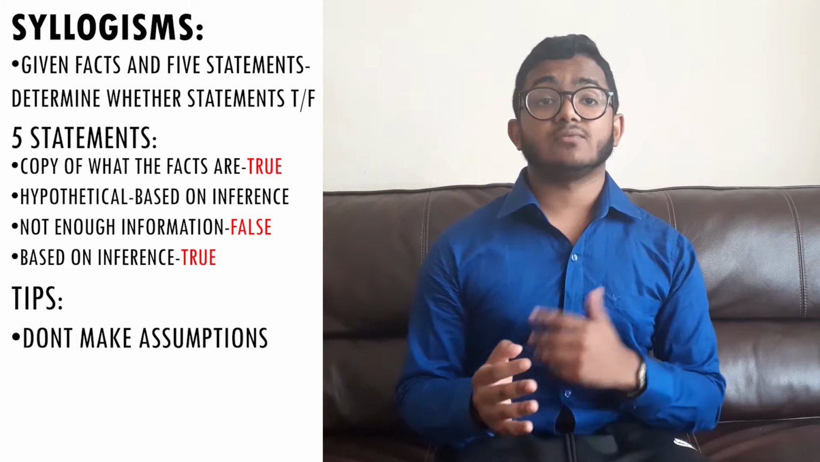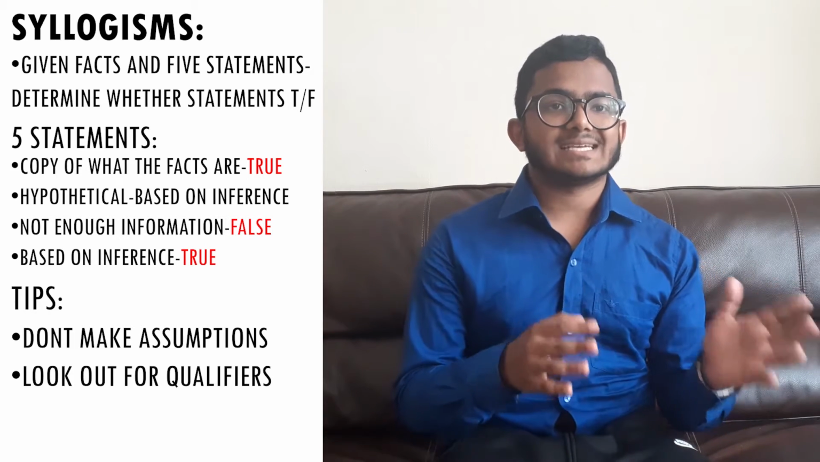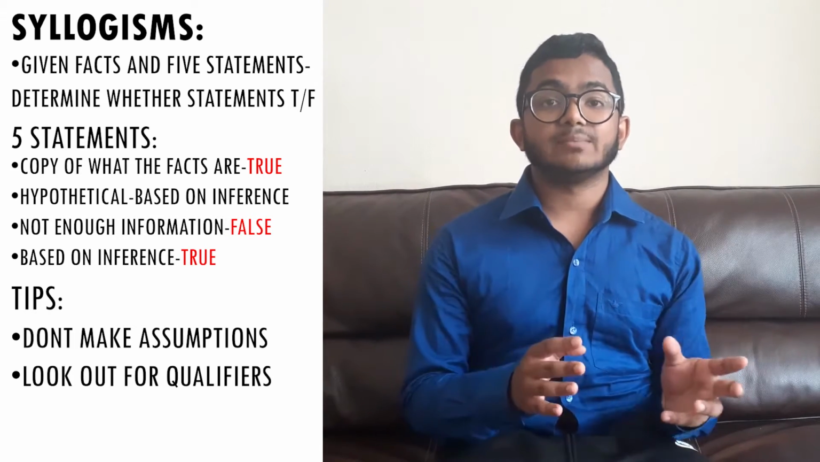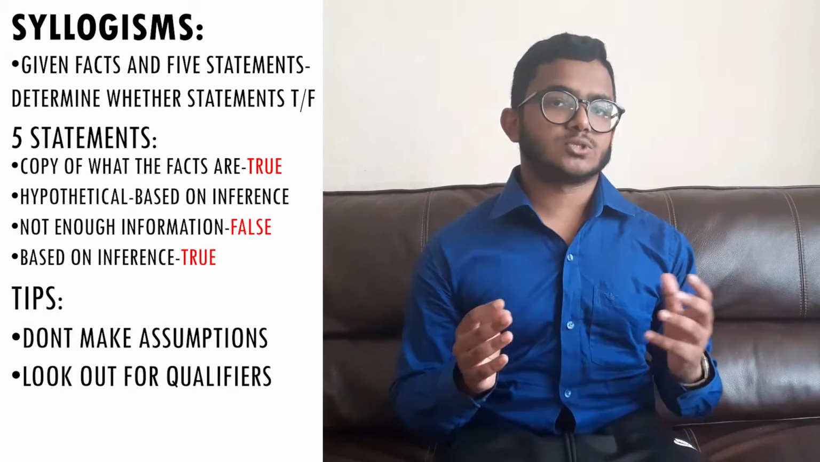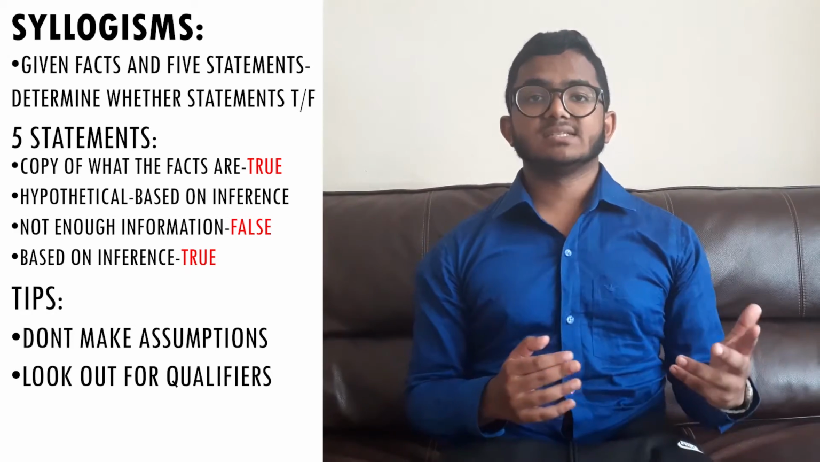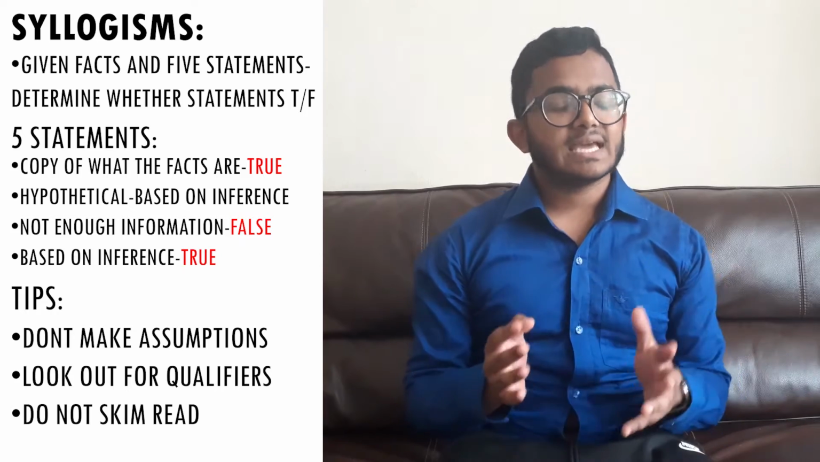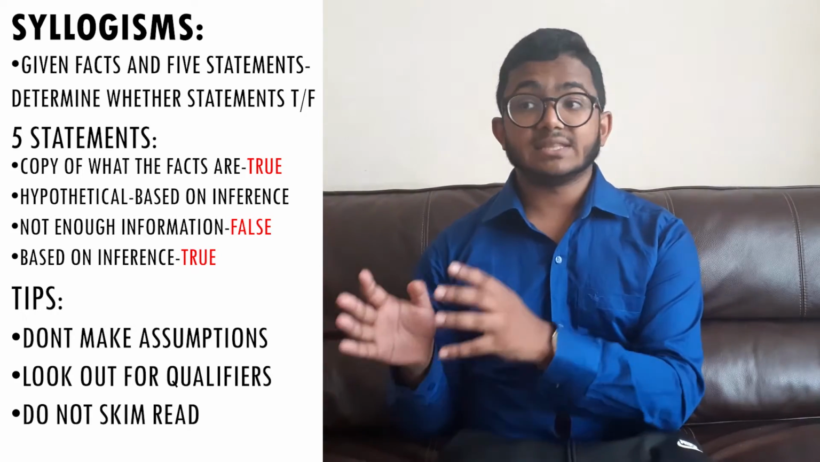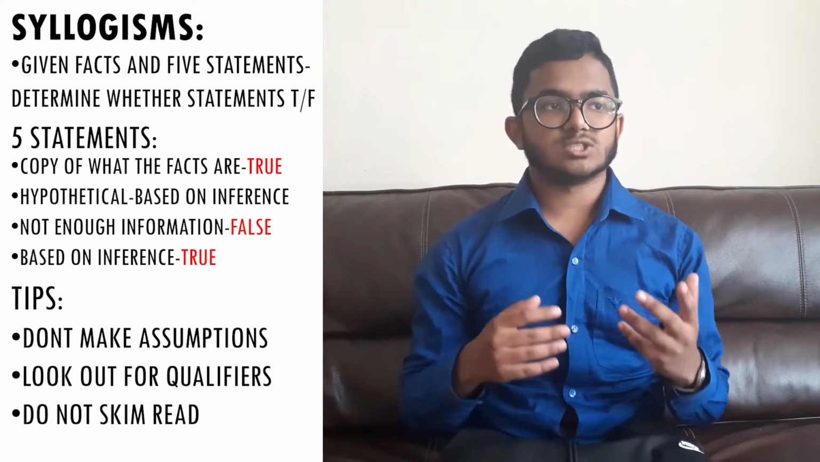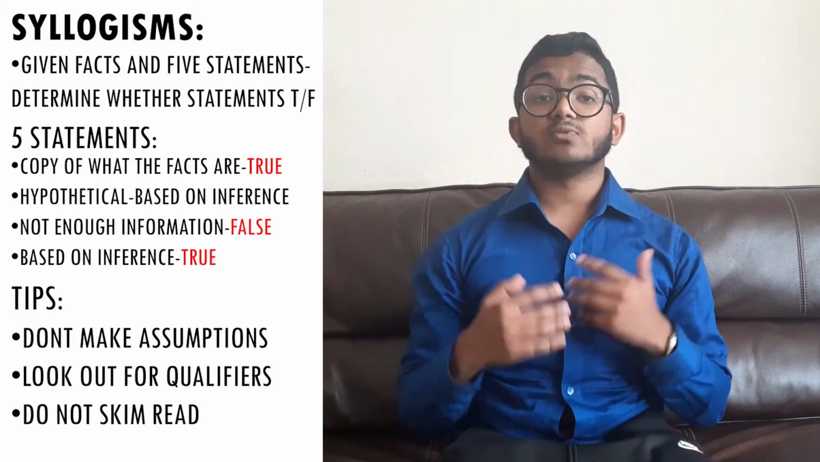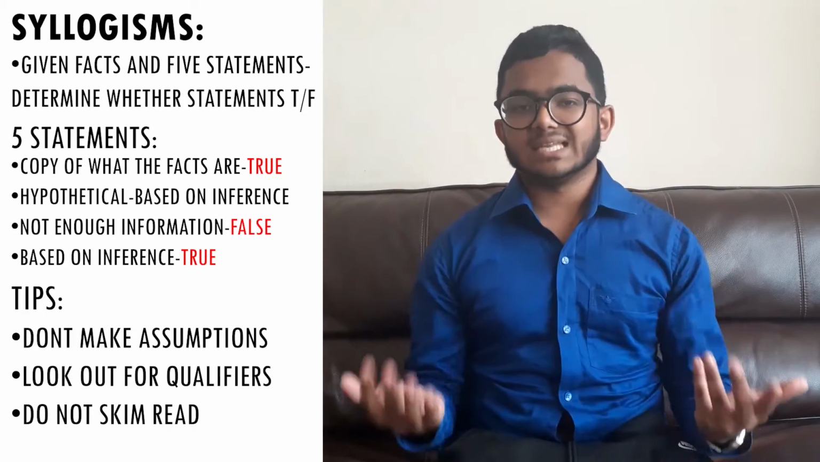The next tip is to look out for qualifiers. For example, if the text says that an event is likely, but the statement says must, then you have to select the option no. Now this is followed by my second tip, which is to not skim read. Again, you can bet that people try this, and they will try to confuse you with synonyms which basically waste your time. So now that we've covered syllogisms, let's move on to the next type of question.